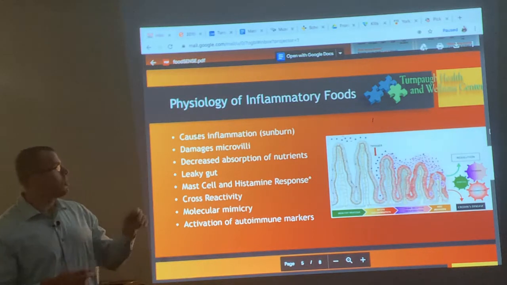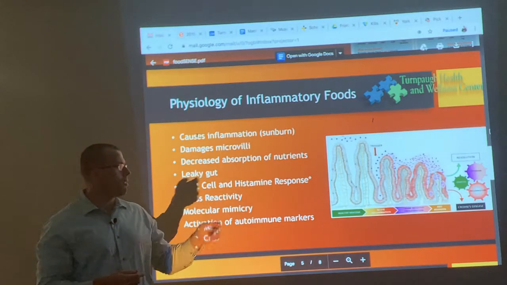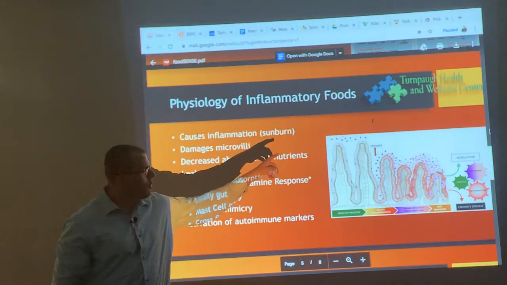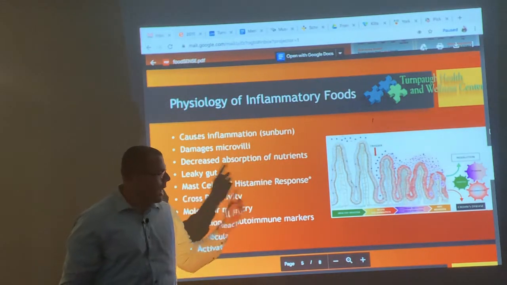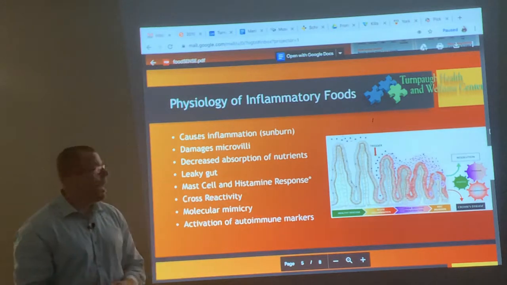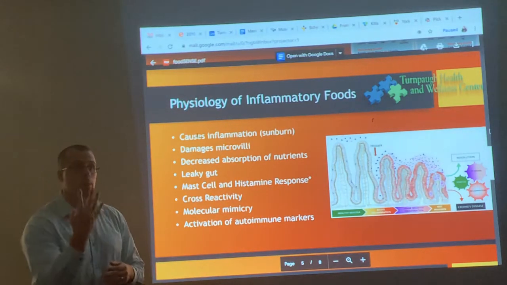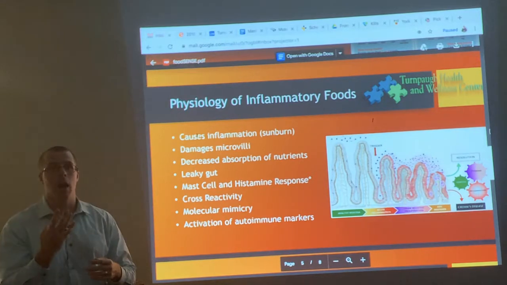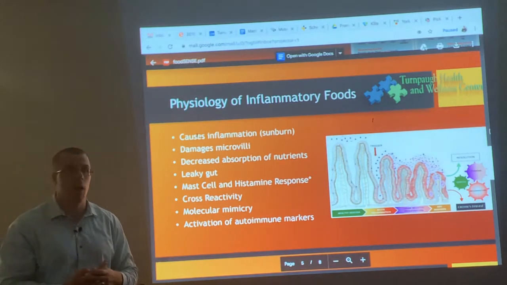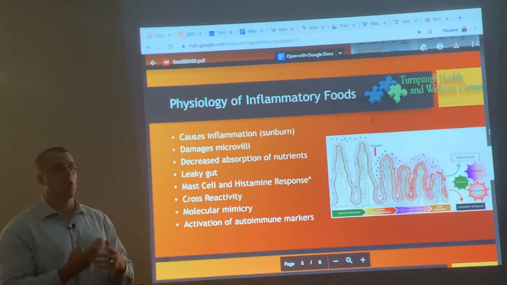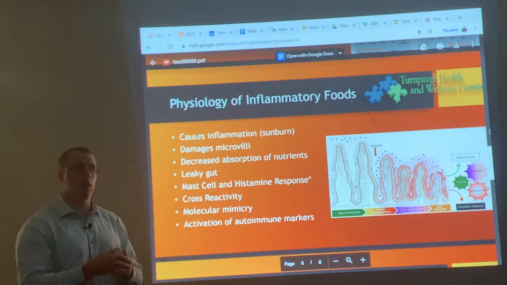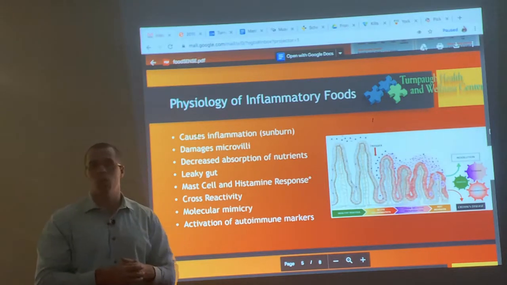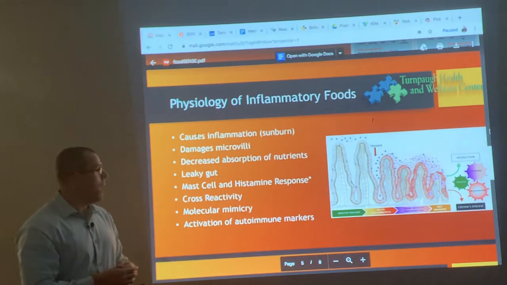As you can see here, I really like this picture. I've used it in a couple other videos. You can see the microvilli being blunted as inflammation occurs. Microvilli are really important for absorption of food. They're also really helpful because they release enzymes that help break down food. So it's almost like a double whammy. We decrease our absorption, but we also decrease the effectiveness at which we release enzymes.